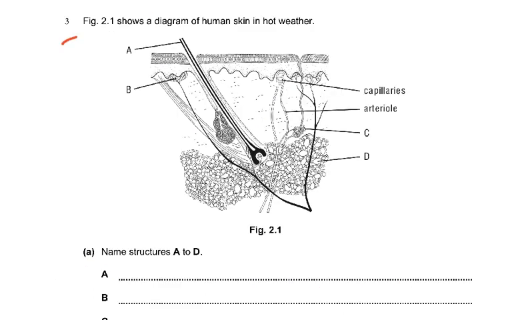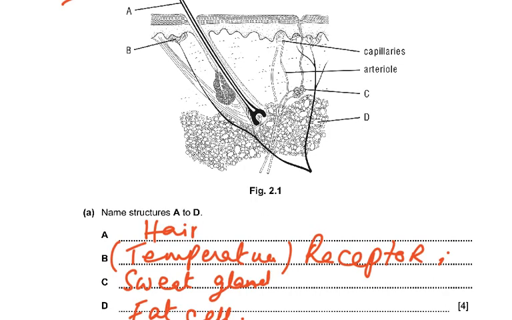In question number 3, figure 2.1 shows a diagram of human skin in hot weather. Name structures A to D. What is A? A is the hair. What is B? B is the temperature receptor. Then C is the sweat gland. And D is the fat cell. You can see the diagram. I haven't moved it upwards. So hair, temperature receptor, sweat gland, and fat cell.